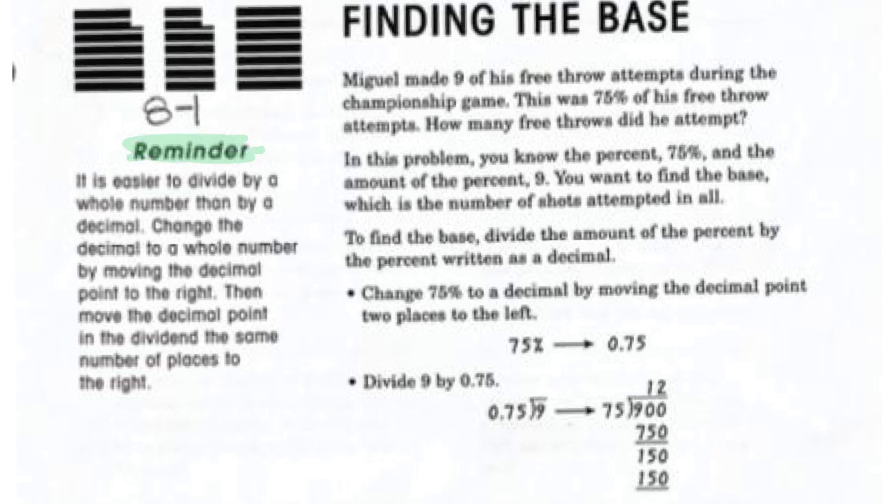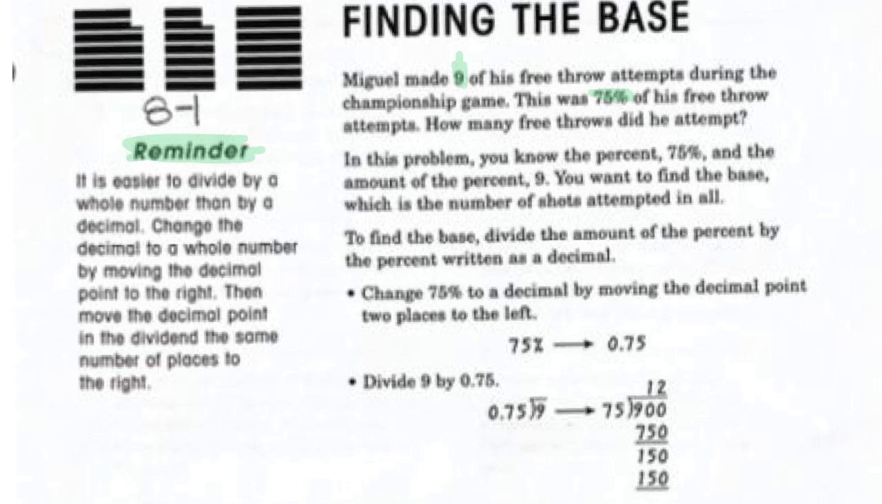Now it says, finding the base. Miguel made 9 of his free throw attempts during the championship game. This was 75% of his free throw attempts. How many free throws did he attempt? In this problem, you know the percent, 75, and the amount of the percent, 9. You want to find the base, which is the number of shots attempted in all.